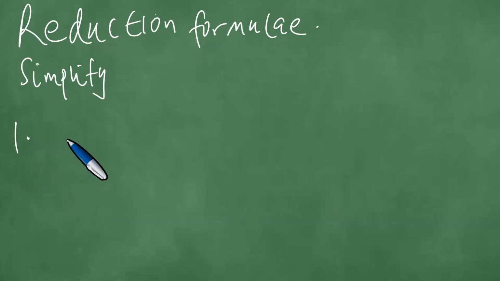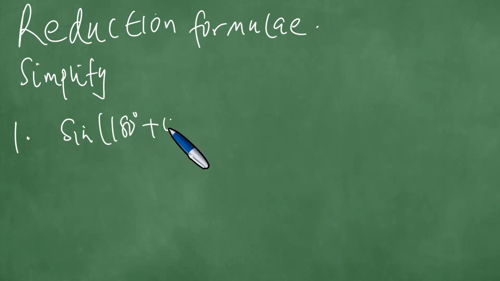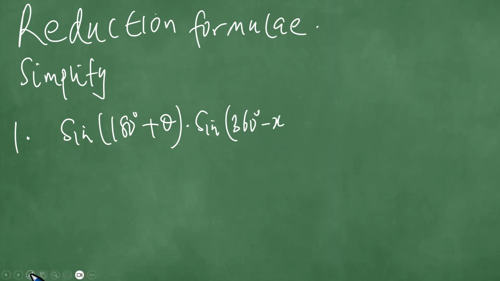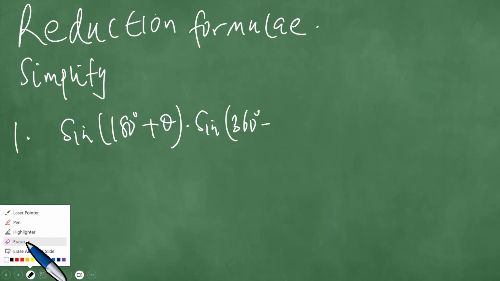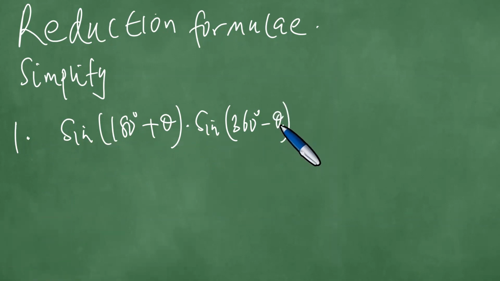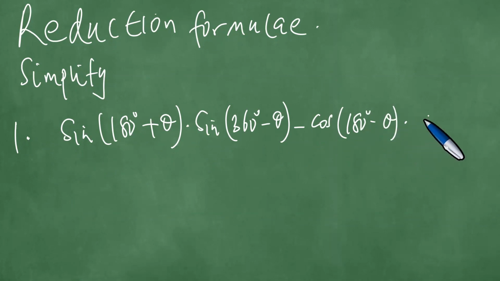Here's the question, we need to simplify the sine of 180 degrees plus theta multiplied by the sine of 360 degrees minus theta, minus the cosine of 180 degrees minus theta times the cosine of minus theta. So how do we simplify this? Anyone? We'll look at the solution to this.